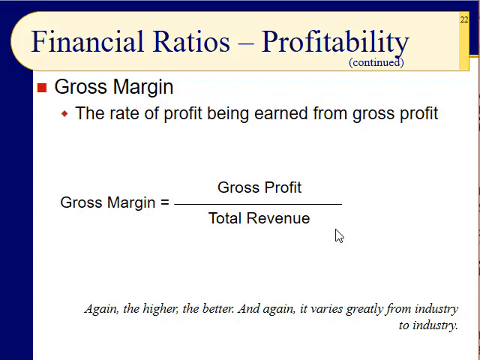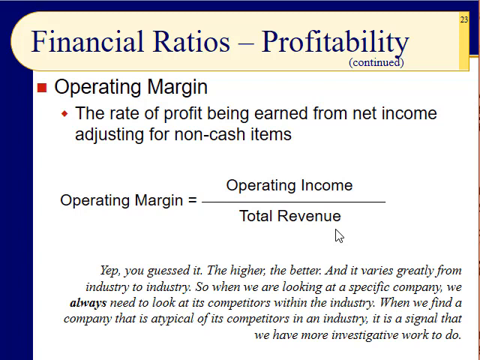You don't normally see the gross margin discussed on the websites, but the net profit margin, we saw the previous one, and the next one, the operating margin, you do often see on websites. They will often report this one, so you don't have to do this one. This is the rate of profit being earned from net income, adjusting for non-cash items. What does that mean? In other words, we've already taken out the cost of goods sold, and now we're taking out the operating expenses.